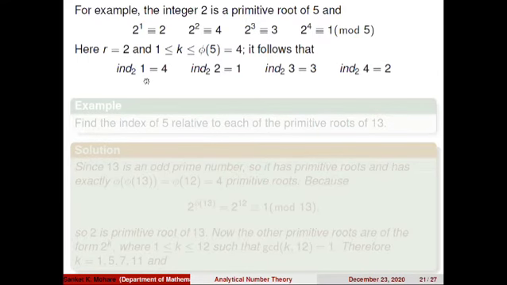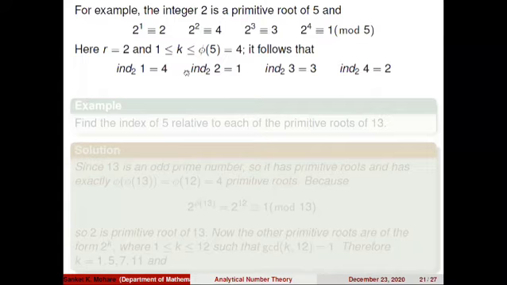So here first we find the index of 1. What does index of 1 mean? Here, as R to the power k is congruent to A, and we are finding the index of A. So here 2 to the power 4 is congruent to 1, so we are first finding the index of 1. The index of 1 is the smallest positive integer k, that is 4. So the index of 1 relative to 2 is 4. Are you getting this?